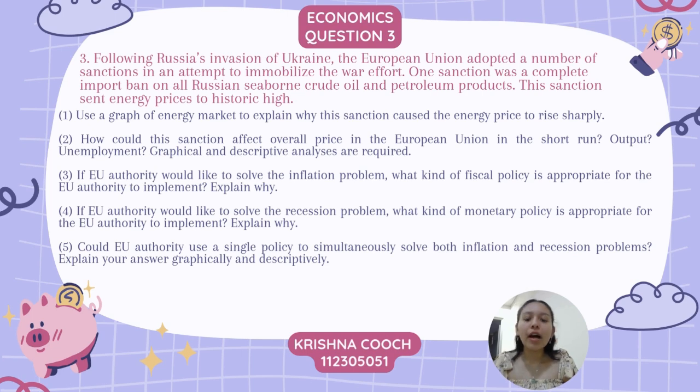Hello, my name is Krishna Koch, and today I will be answering question 3 of the economics homework. Question 3 states, following Russia's invasion of Ukraine, the European Union adopted a number of sanctions in an attempt to immobilize the war effort. One sanction was a complete import ban on all Russian seaborne crude oil and petroleum products. This sanction sent energy prices to historic highs. Number 1. Use a graph of energy markets to explain why this sanction caused the energy price to rise sharply. Number 2. How could this sanction affect the overall price in the European Union in the short run, output, unemployment? Graphical and descriptive analysis are required.